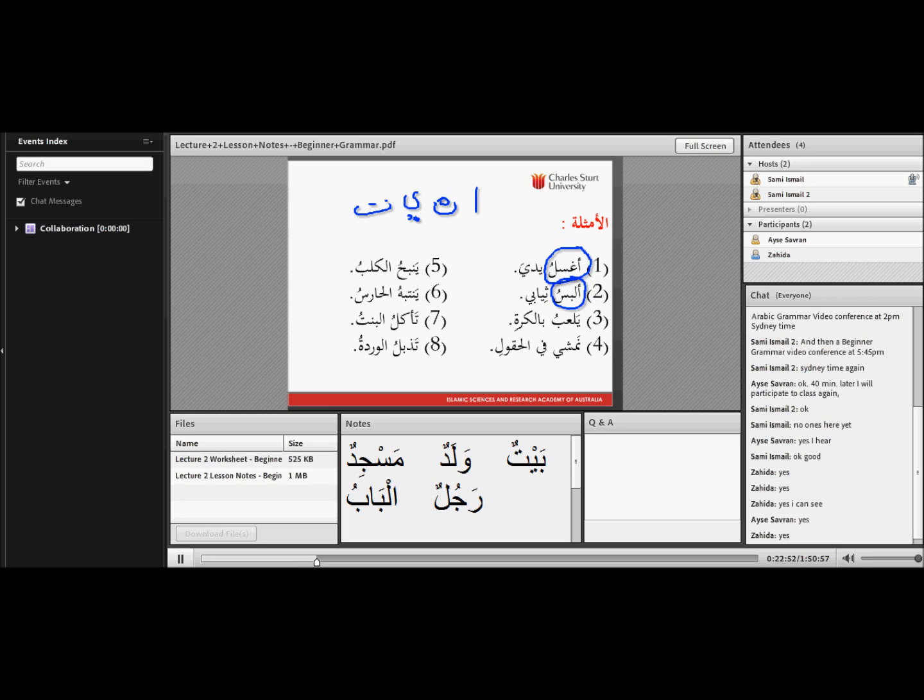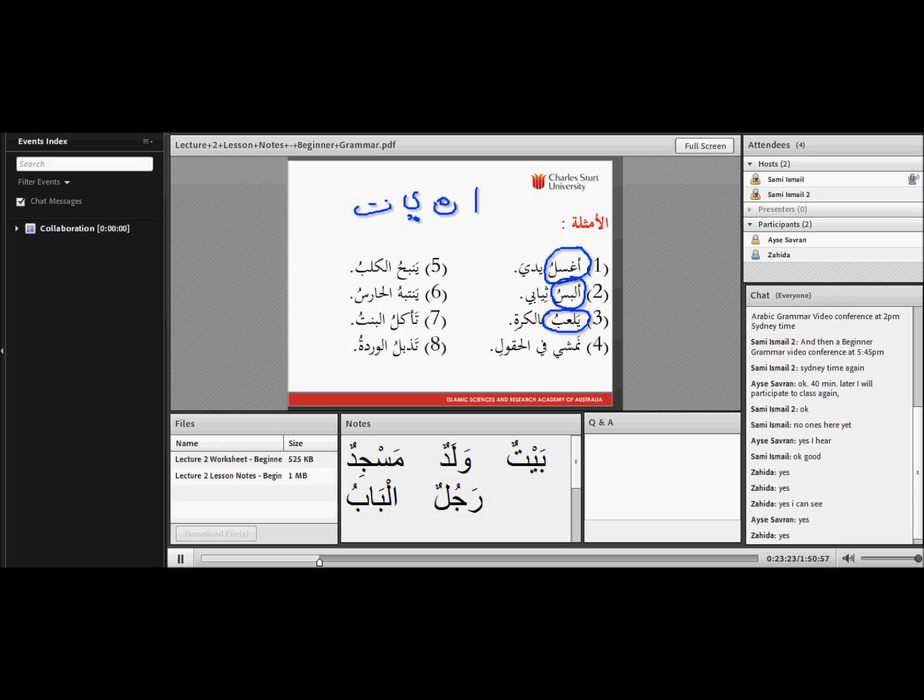The next one I want to look at is the third one, which is yal'abu. So this one, yal'abu, means he is playing. And if you want to know the whole sentence, yal'abu bil kurati means he is playing with the ball. So yal'abu is a present tense verb, it's a mudari, and once again it starts with one of those letters, and that is ya.